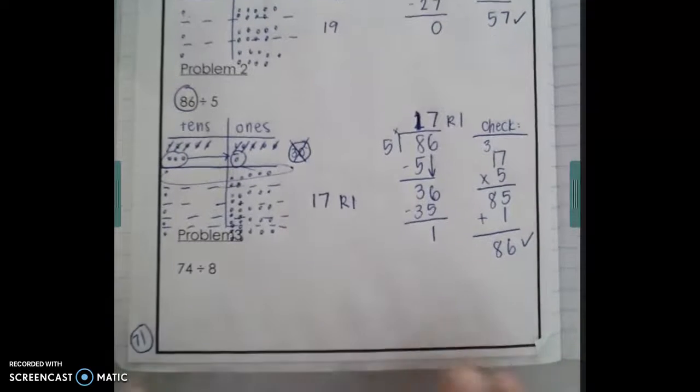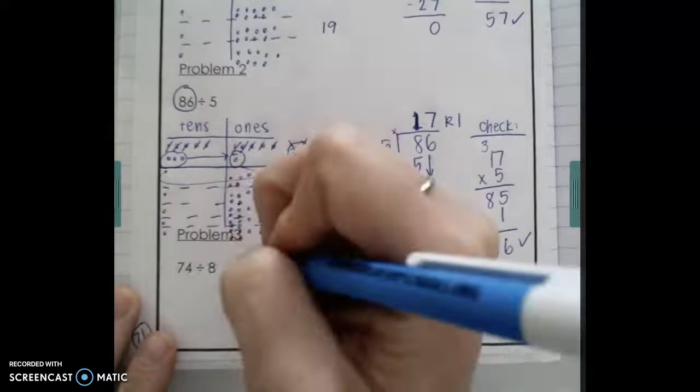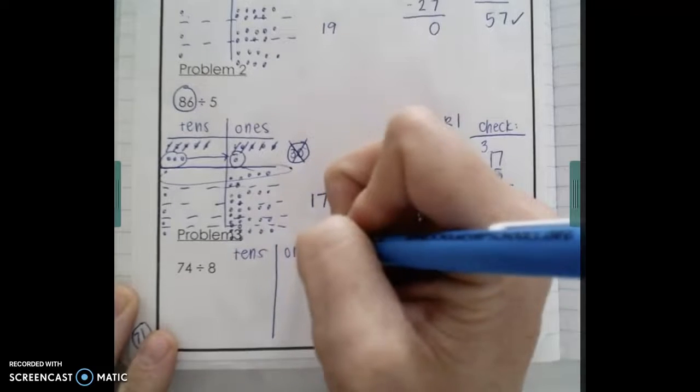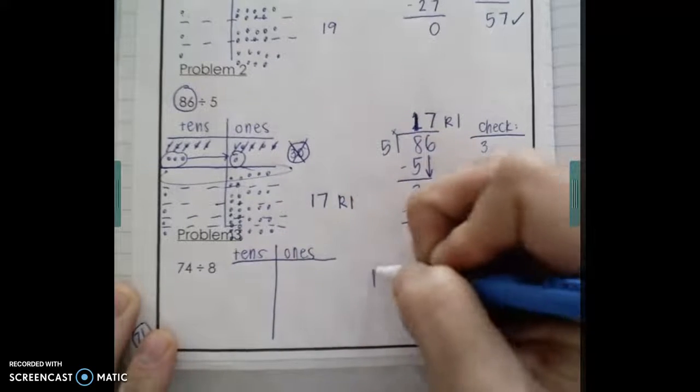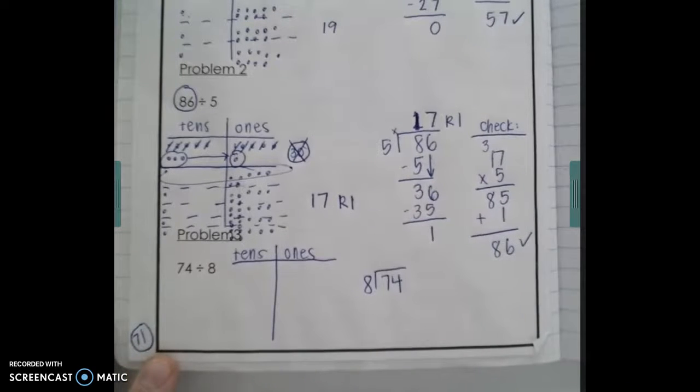All right, this last one is for you to do on your own. So again, remember, do your place value chart. Might have to put it up here because there's not a lot of room. Do your standard algorithm. And then we will check our answers when we come back, and we'll see if you got it right.